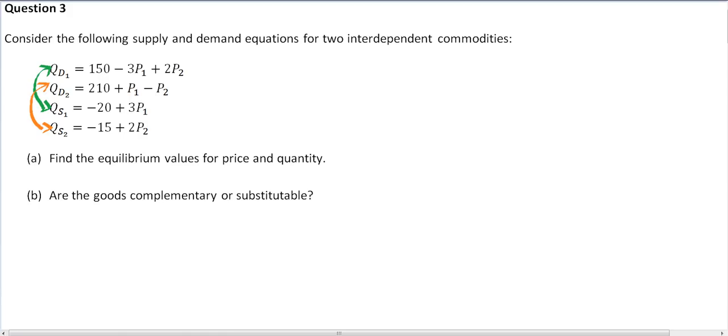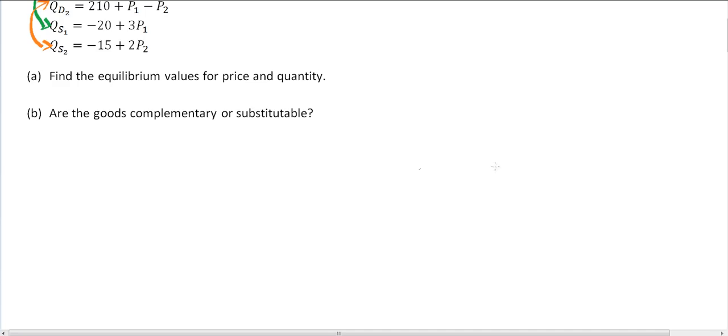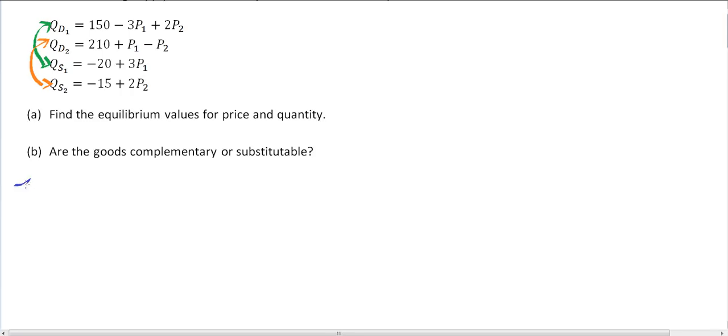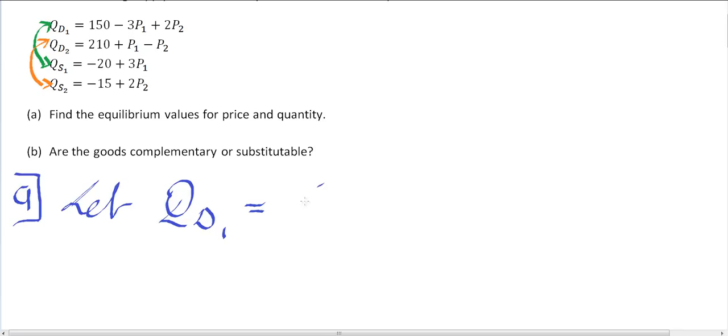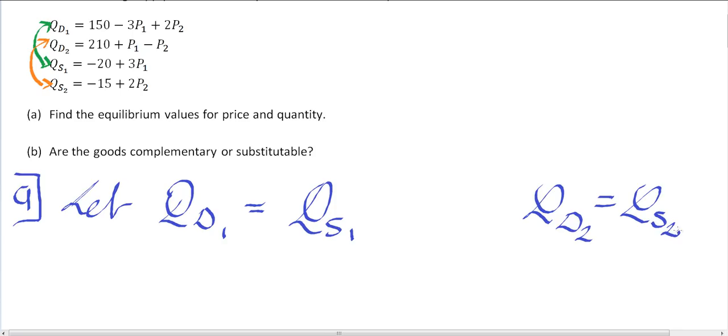So let's just take the first good. Maybe I'll just label this part A. I'm going to say let QD1 equal QS1. But I'm going to have to do it separately then for the next good. I'm going to say let QD2 equal QS2. Now, I can't call them all Q, so I'm just going to call this Q1 and this pair Q2.